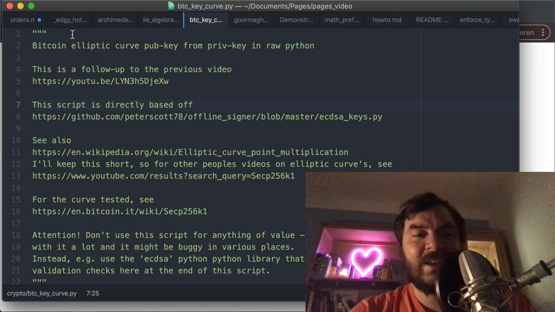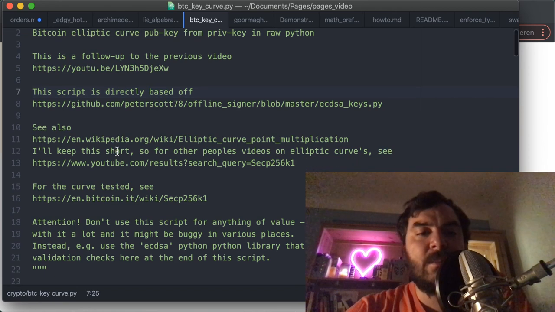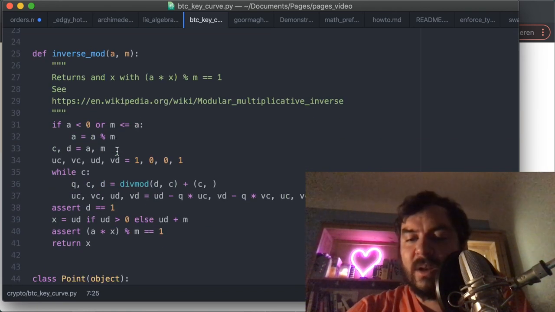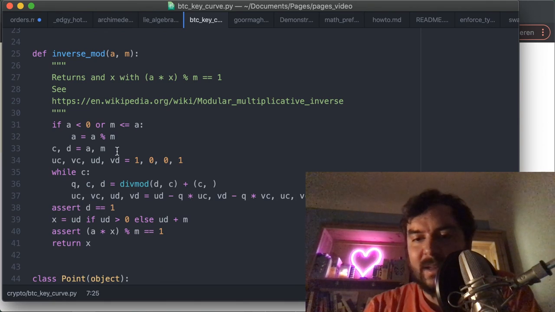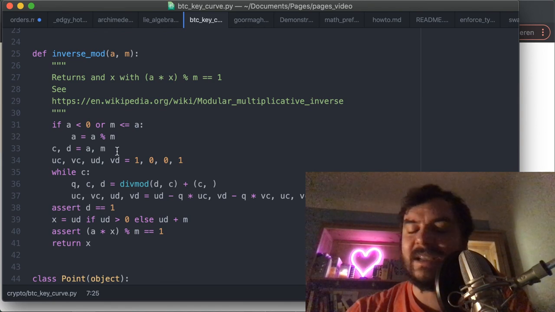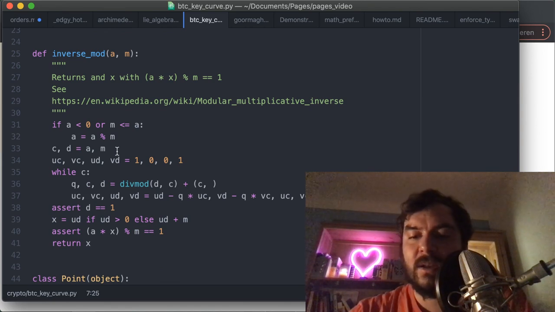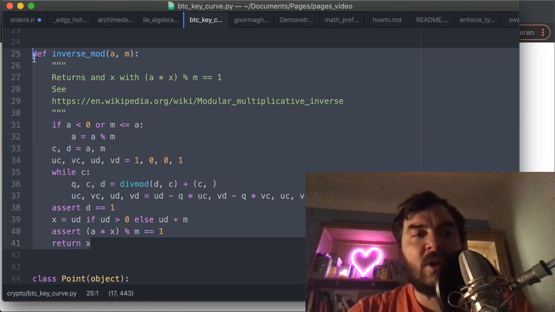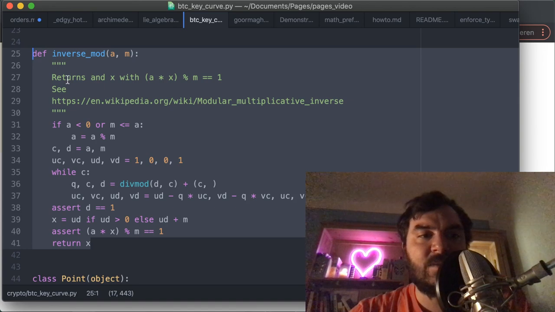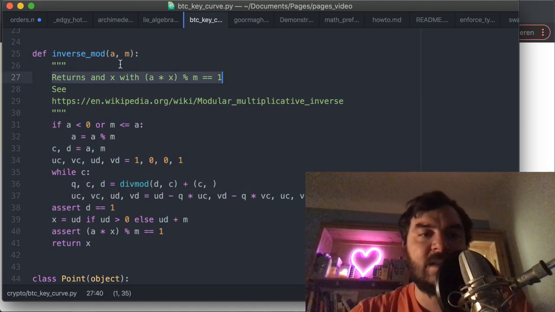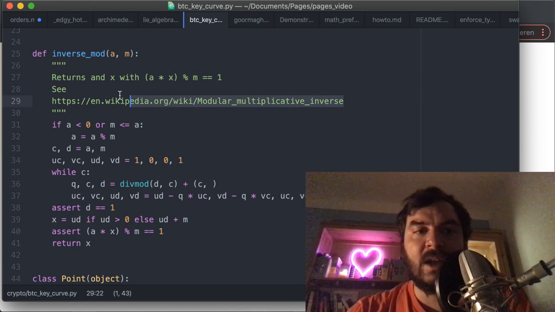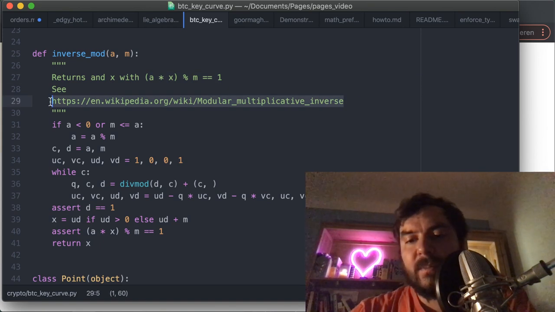Here's my note-taking file. Okay, so I will quickly go through this 200-line file, then validate it against the professional library, and then take a closer look at the functions again. Maybe I manage to do that in the next 10 minutes. So, okay, here's one auxiliary function that you can ignore. It is just doing what it says here: it returns an x such that the input multiplied with x equals 1. Here's a related Wikipedia link if you're interested in that.